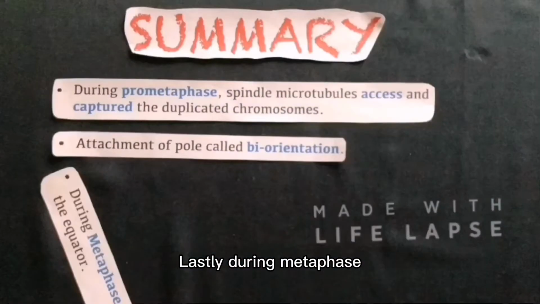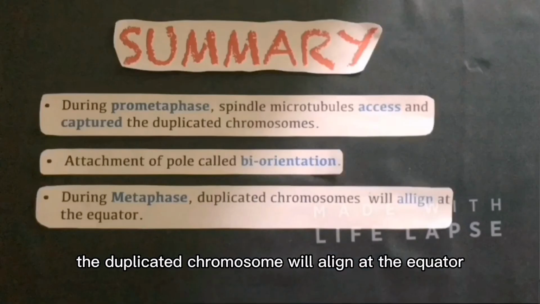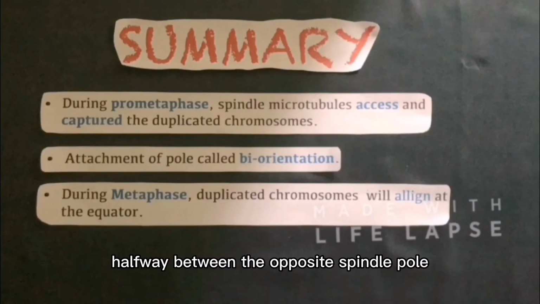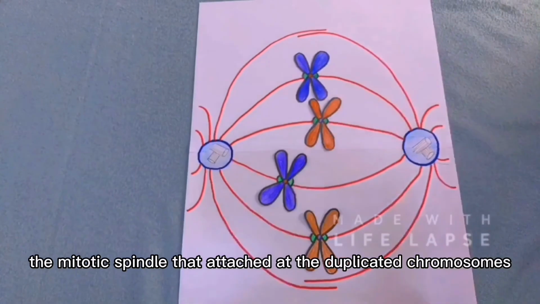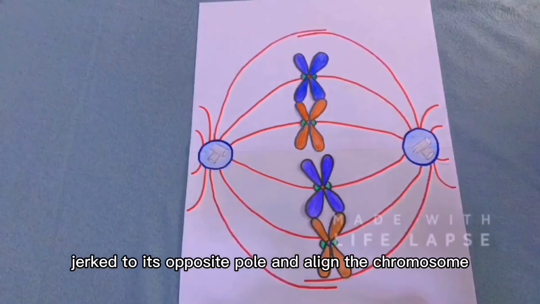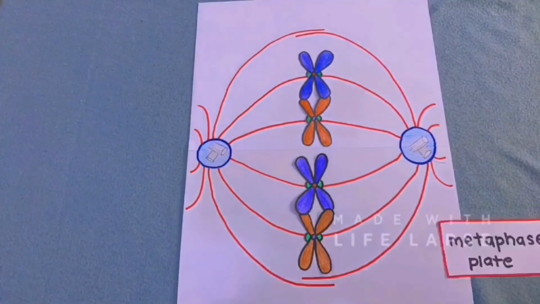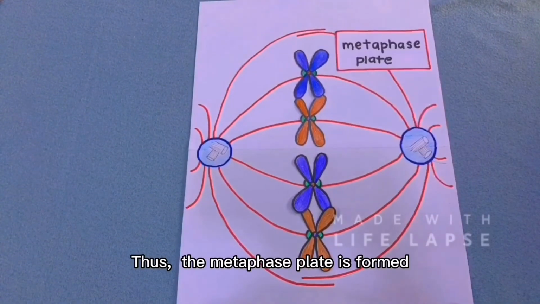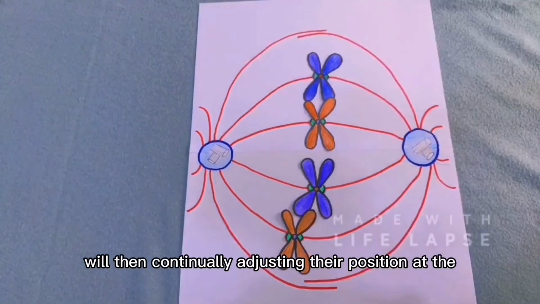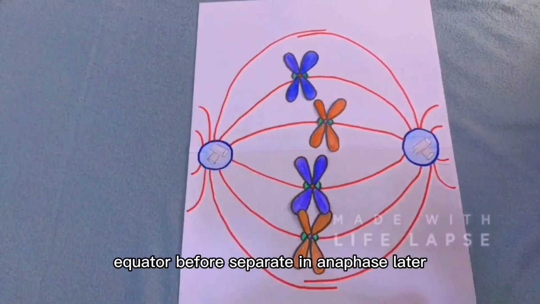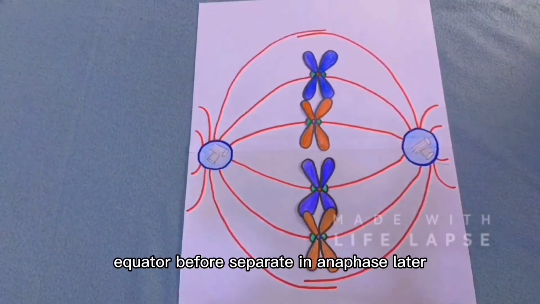Lastly, during metaphase, the duplicated chromosomes will align at the equator, halfway between the opposite spindle poles. The mitotic spindle attached to the duplicated chromosome jerks it toward its opposite pole and aligns the chromosome at the equator. Thus, the metaphase plate is formed. The chromosomes will then continually adjust their position at the equator before separating in anaphase later.